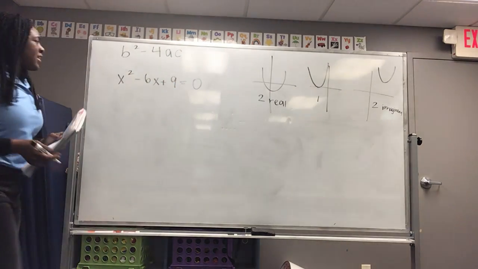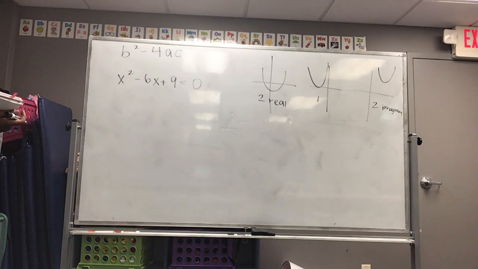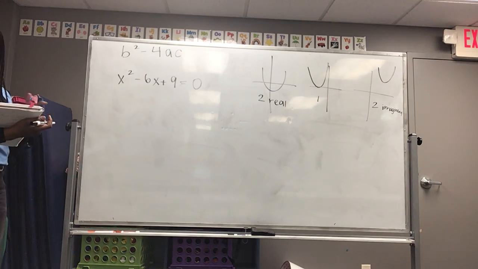But let's say I have x squared minus 6x plus 9 is equal to 0. I want you guys to find the discriminant and then tell me what it would mean.